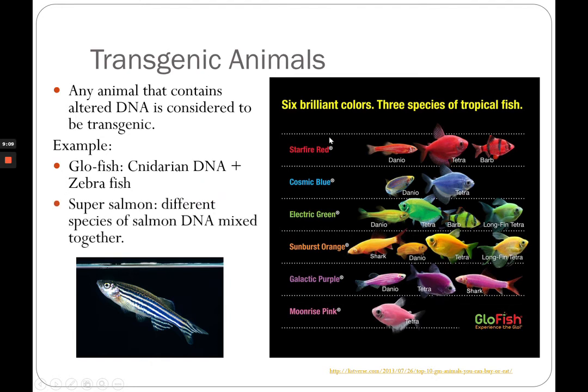Humans have also tampered with salmon. But in this case, they stick closer to home. They basically just use different species of salmon DNA and mix them with other species of salmon DNA to produce what we call a super salmon. So it's almost like taking the best qualities of one particular salmon species and another salmon species and making a better salmon species.